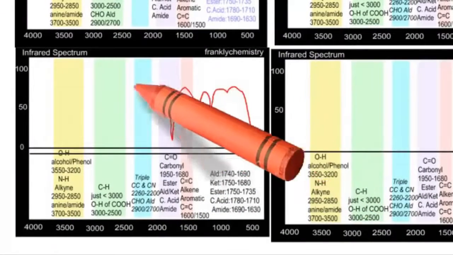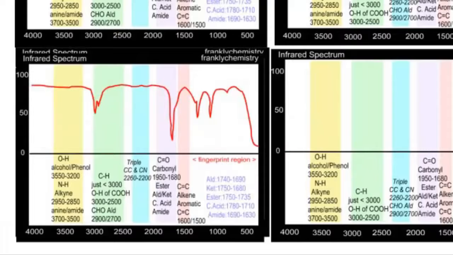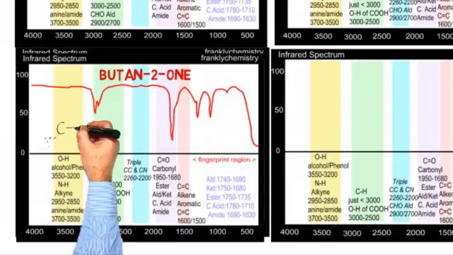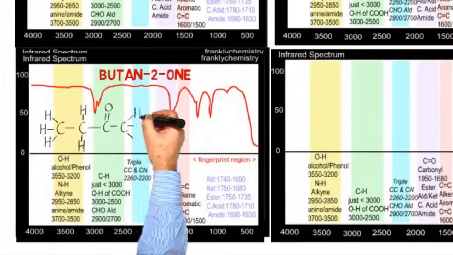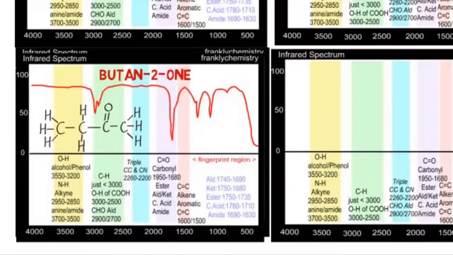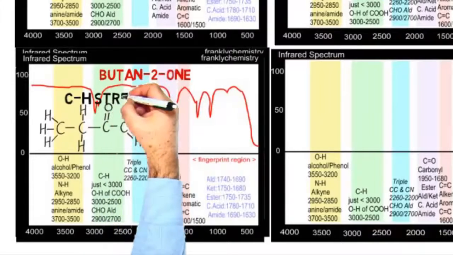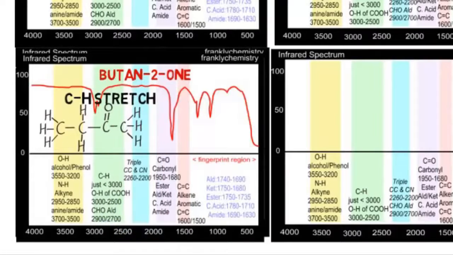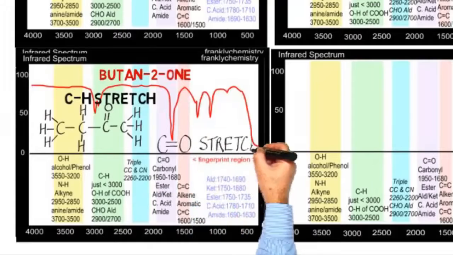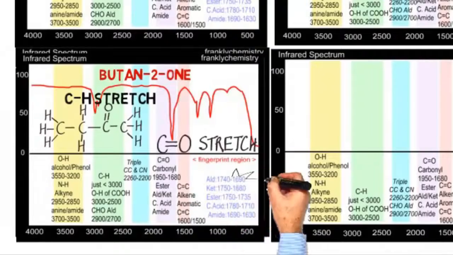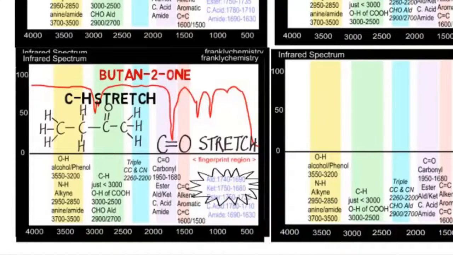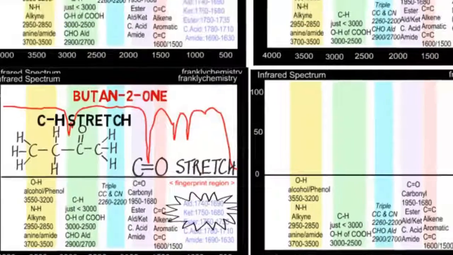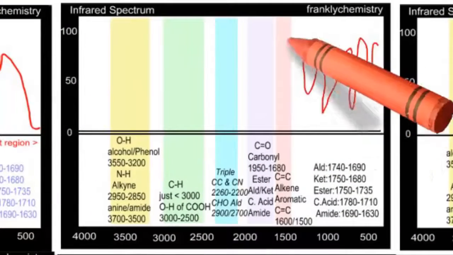Moving on to the next one, again you might like to pause and attempt to work out the functional groups present here. This is the ketone butanone, which has this structure. Can you see the peaks for CH, the CH stretch there, and the C double bond O of a ketone, which is between 1750 and 1680. On to the next one.